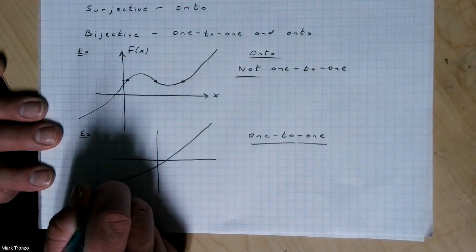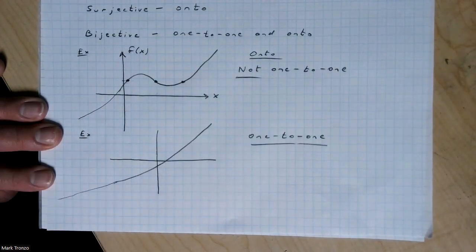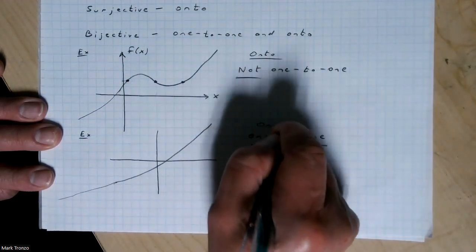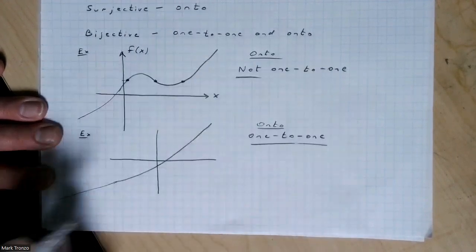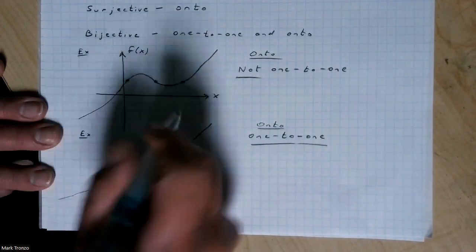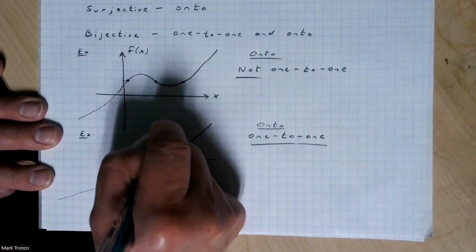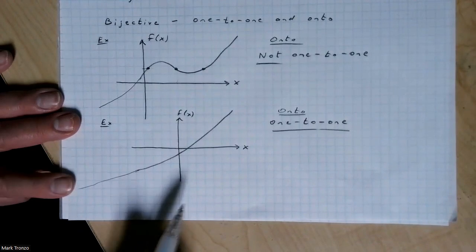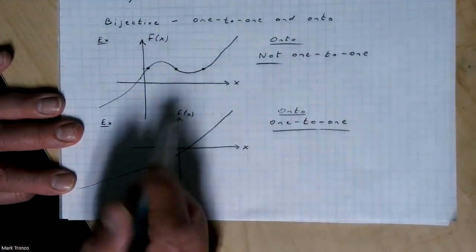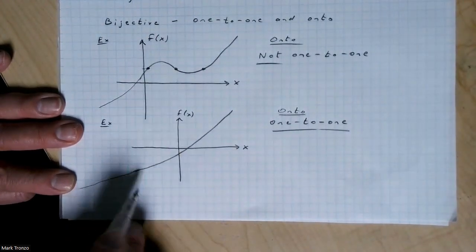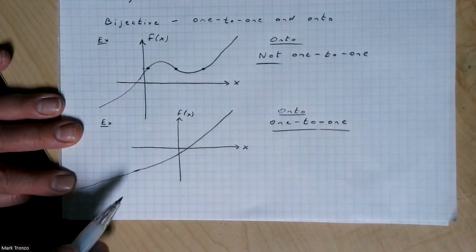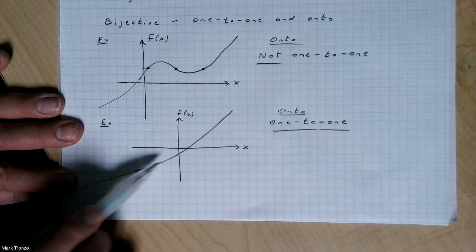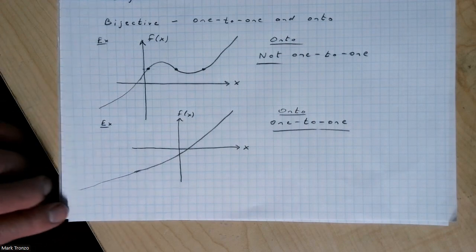And let's say if we assume that this is going to keep going down forever and keep going up forever, it looks like this one is onto because we're going to cover all the values of y. And it looks like it's one-to-one because no y value is produced by more than one x value. Because if you look at all these values here, they only came from one x value.